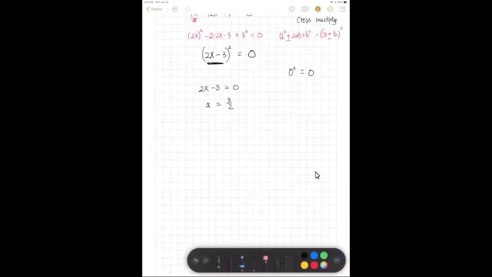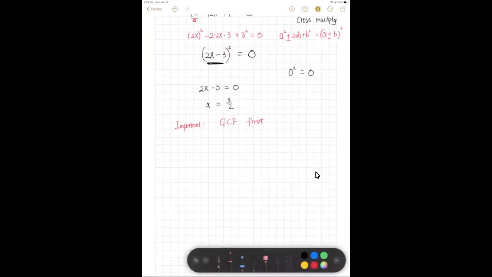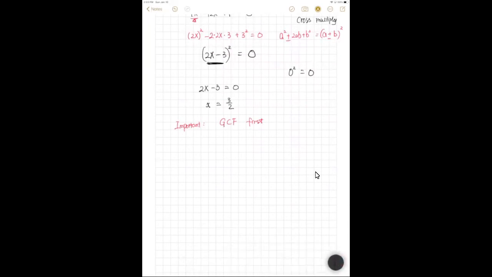So it's really important, like the strategy that I taught earlier today, we always want to factor out the greatest common factor first, if they have any. So for example, I have 4x squared equals ax. So we move the terms: 4x squared minus ax equals 0. What's the greatest common factor?